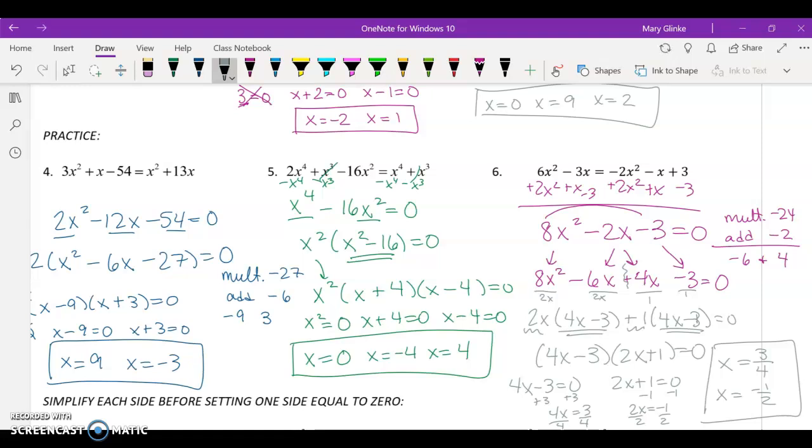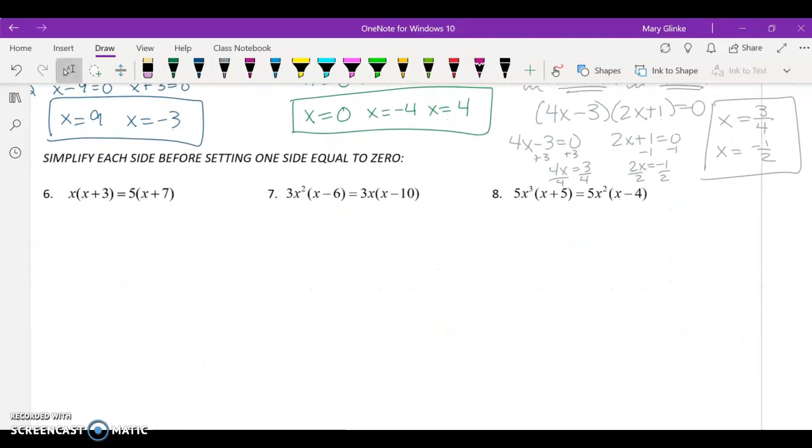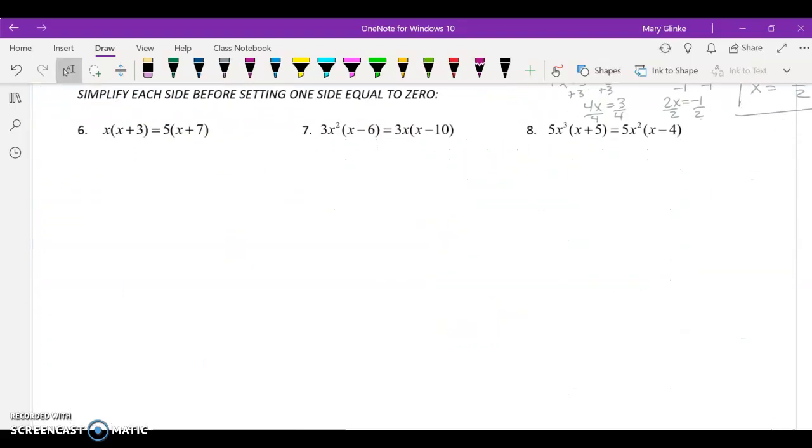So that's the idea of solving with factoring. Sometimes you're going to have to do a little bit more work in order to get everything to one side. So notice how we have parentheses here. These are not in factored form. They're in a form where we actually have to distribute first and then do everything we've been doing.